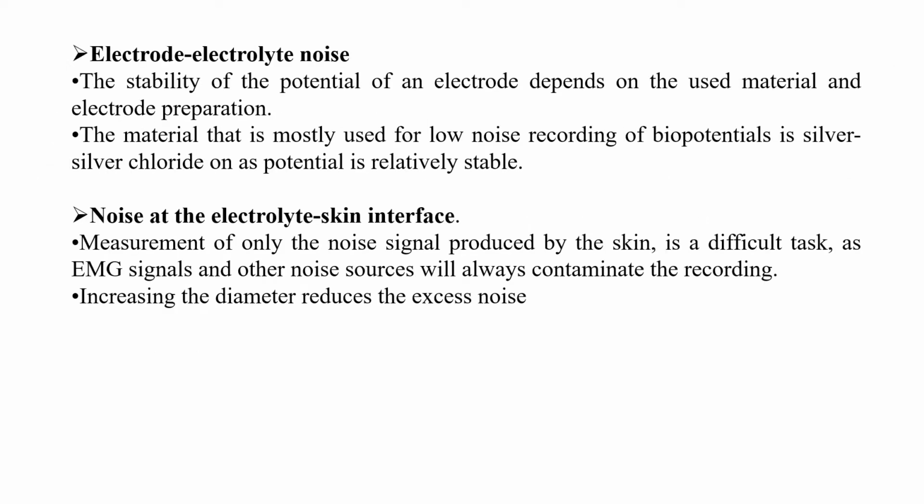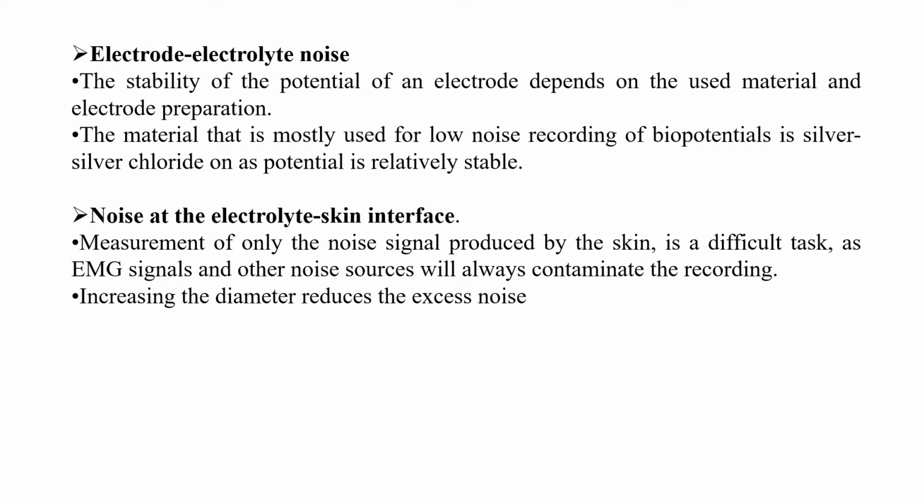First one is electrode and electrolyte noise. We know that electrode potentials can be measured between the interface of the electrode and electrolyte. So the stability of the potential of an electrode depends on the material that we use and the way the electrodes are prepared.